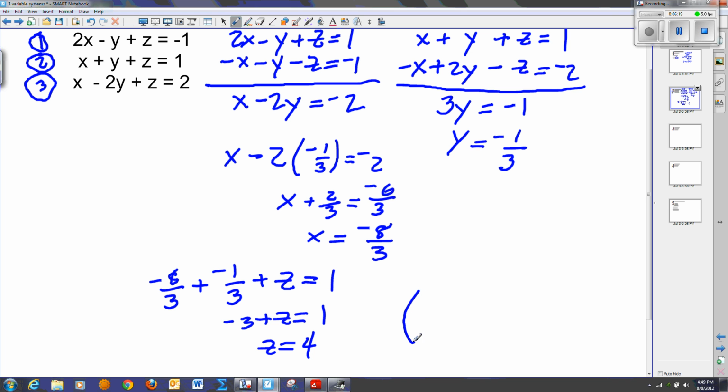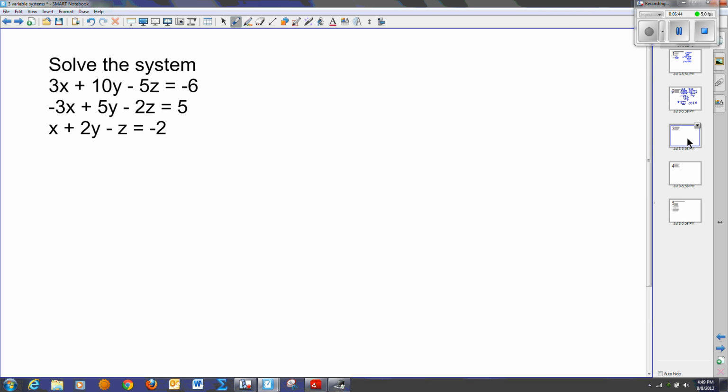And I have an ordered triple now of negative 8/3, negative 1/3, and 4. Now again, this was a little unique in that when I added 2 of the equations, 2 variables actually went away. That'll happen every once in a while, but not all the time, as you'll see in the next example.